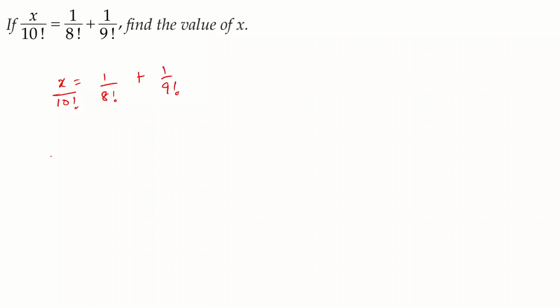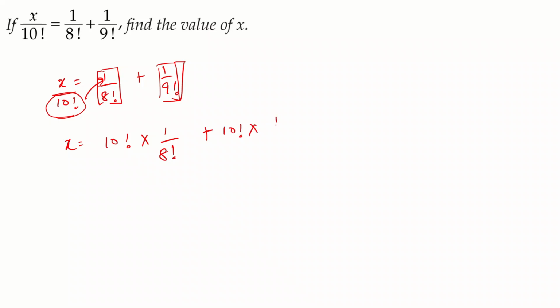Now to find out the value of x, let's take this 10 factorial in here and multiply it with each and every term of the right hand side. So it gives us x is equal to 10 factorial times 1 by 8 factorial plus 10 factorial times 1 by 9 factorial. Now remember that 10 factorial can be written as 10 times 9 times 8 factorial, because 8 factorial consists of everything from 8, 7, 6 up till 1. So I can write this 10 factorial as 10 times 9 times 8 factorial, and the reason why I am doing this will be known to you shortly.